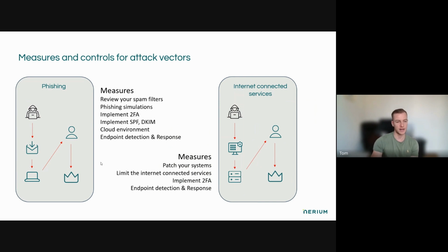So for phishing, I think it's already well known, but I'll repeat some of them. The first thing we usually do is review your spam filters. Most of the companies are using Microsoft as an email provider, and Microsoft, per default, does not set the strictest policies. There is a nice Microsoft article on the internet, you can just Google for it, that gives you the best practice for spam filters. We always advise our customers to follow those, because that can already prevent a lot.